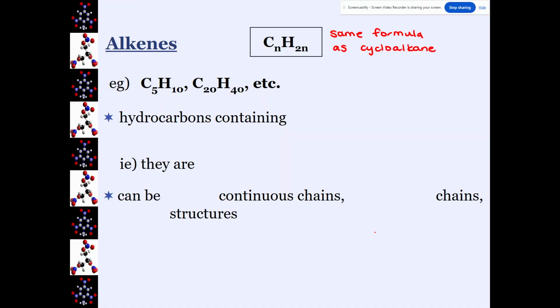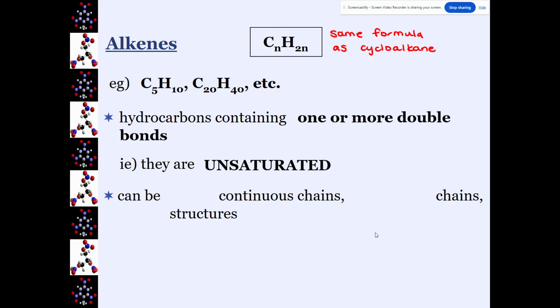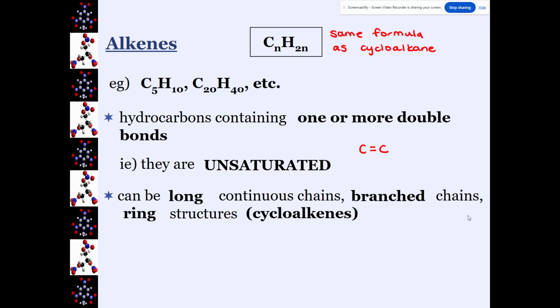Okay? They contain one or more double bonds, but we're going to focus on when they have only one double bond. They are considered unsaturated. Remember, the alkanes were saturated because they had all single bonds. When you have carbon-to-carbon double or triple bonds, that is unsaturated. Okay? They can be a continuous chain, a branched chain, or a ring structure like before, which we would call cycloalkenes, which we'll also look at today.